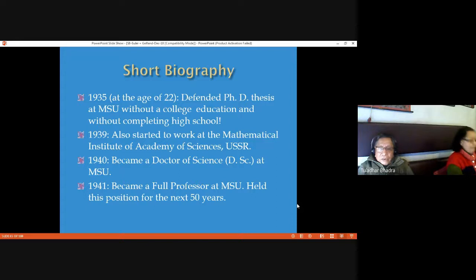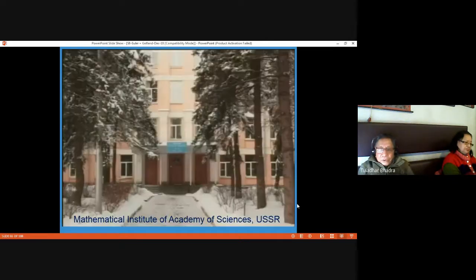In 1941, he became a full professor. Once he had a DSc, he became a full professor at Moscow State University. He held this position for the next 50 years. So from 41 up to 91, he was a full professor at Moscow State University. This Mathematical Institute of Academy of Sciences is a bit closer to the Academy of Sciences. So this is the Mathematical Institute of Academy of Sciences. Yes, I have visited, my friend was working over there. I visited this Academy of Sciences a few years back, in 2013.